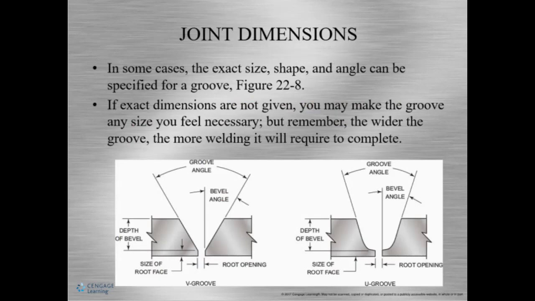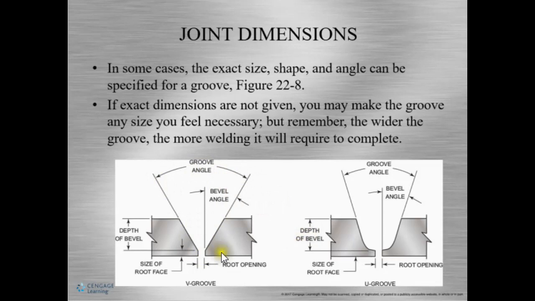Joint dimensions. Okay? In many cases, joint dimensions are used on the blueprint to have a correct size, shape, and angle. Groove angle, this is this angle right here, can also be called included angle. This is the total angle of both sides of the joint. The bevel angle is on one side of the joint and is the degree or angle at which the member must be prepared. So this is the bevel angle here. Okay, so if they're asking for a groove angle or an included angle of 45 degrees, my bevel angle is half of that, which would be 22.5. So that makes this 45 degrees.